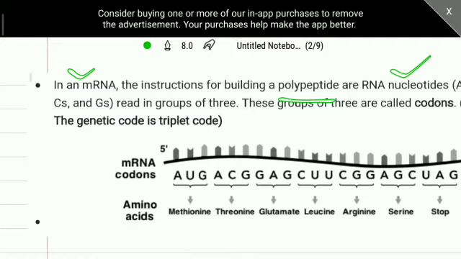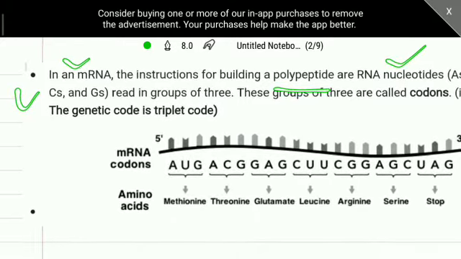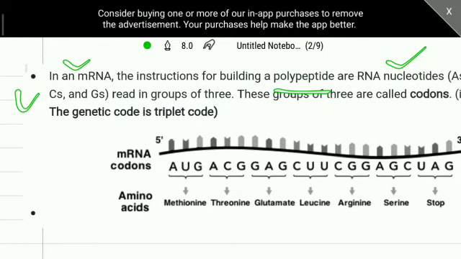What are RNA nucleotides? A, U, G and C, read in groups of three. These groups of three are called what? Codons. The genetic code is a triplet code. Let us understand the meaning of the above sentence.